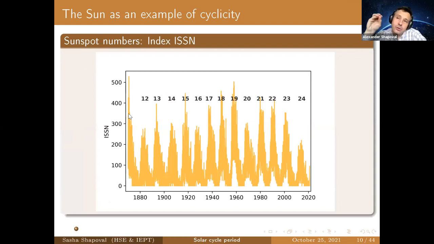So let's return to Wolf numbers that were improved, let me say like this, by different teams. And now they are called international sunspot numbers. They are observed daily for more than 100 years, from 1870. We have regular observations without gaps. As you remember, these observations started at the time of Louis XIV. And from 1870, we have daily observations without gaps.